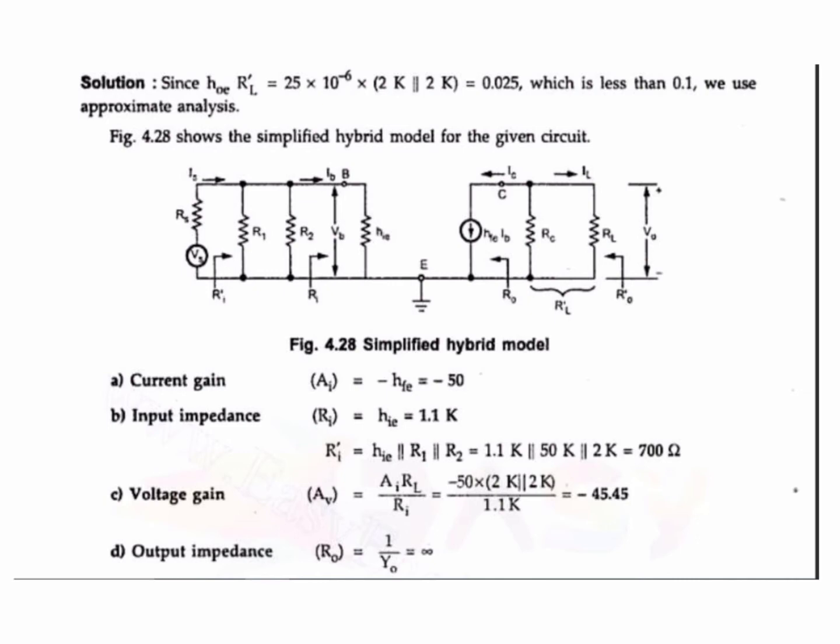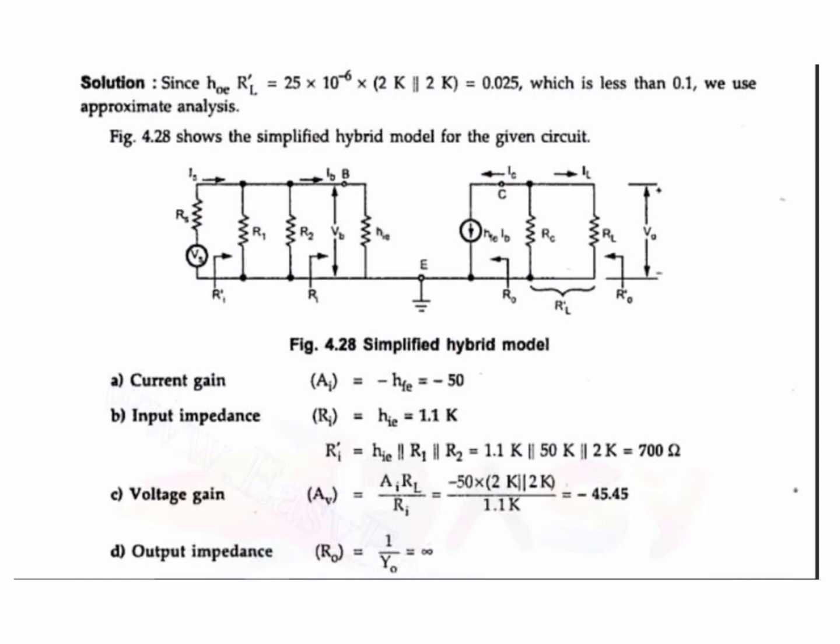So the first one, as they have given, we need to calculate the current gain AI is equal to minus HFE. Okay, as per the formula which we saw in the previous slide, current gain AI is equal to minus HFE, which is equal to minus 50. Don't worry, all the details which I used here are given in the question. No need to worry about that.